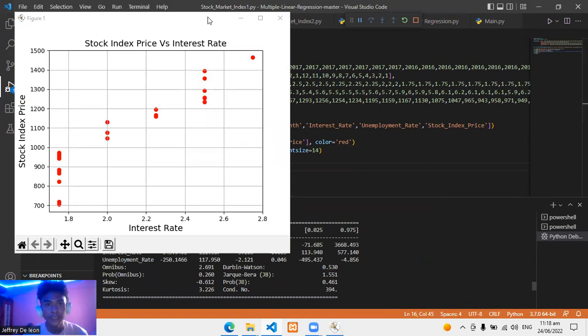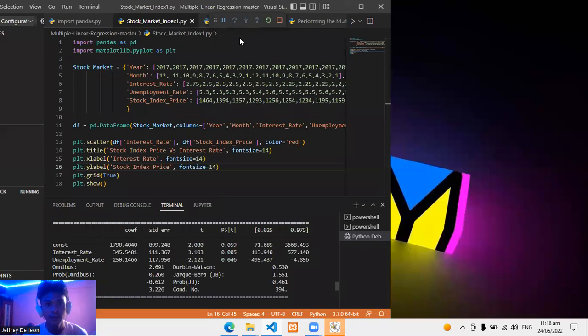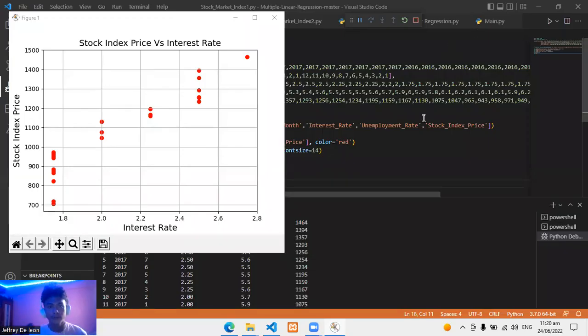Dito makikita natin nag-exist yung linear relationship between stock index price and interest rate. As you can see, positive yung slope ng ating dependent and independent variable. Specifically, when the interest rate goes up, the stock index price also goes up.